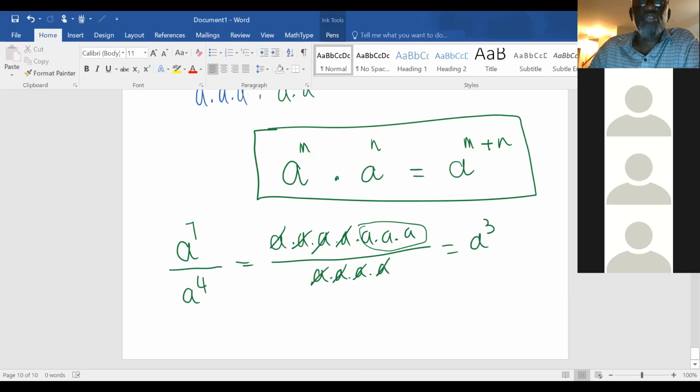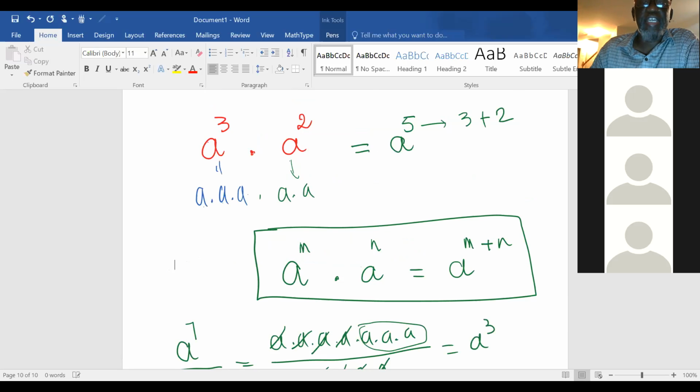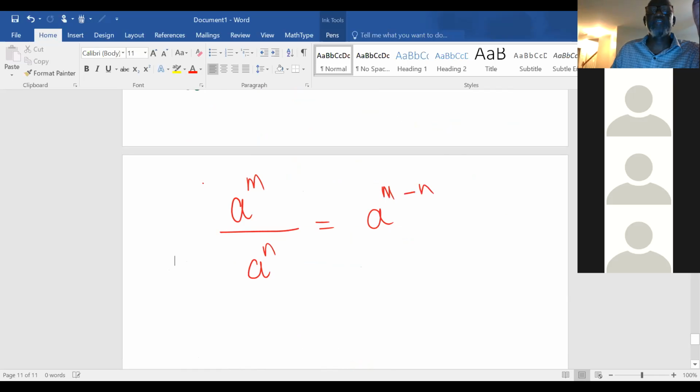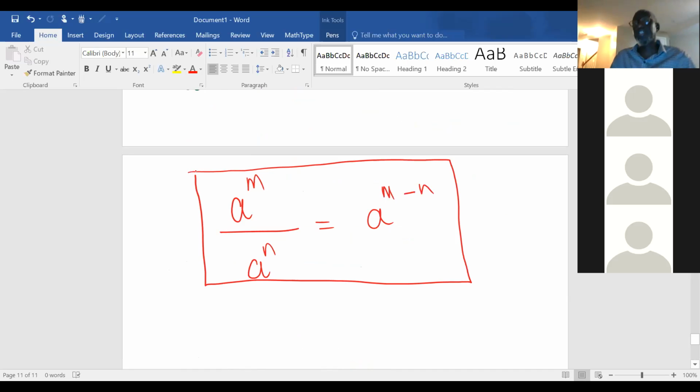This brings us to the second rule that says when we divide a to the m power by a to the n power, it is a^(m-n). That's the second rule. The first rule is when we multiply; it has to be the same base, by the way. What we call the base is a. The first rule says when you multiply, you add up the exponents. The second rule says when you divide, you subtract the exponents.